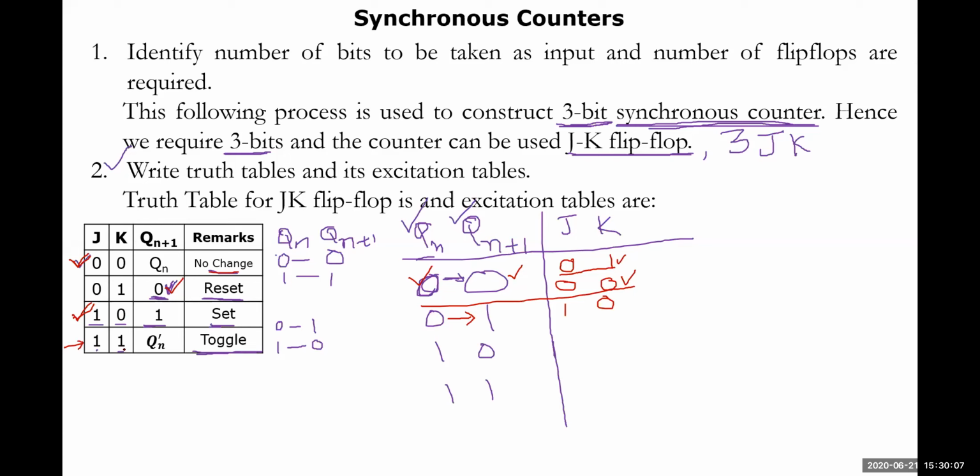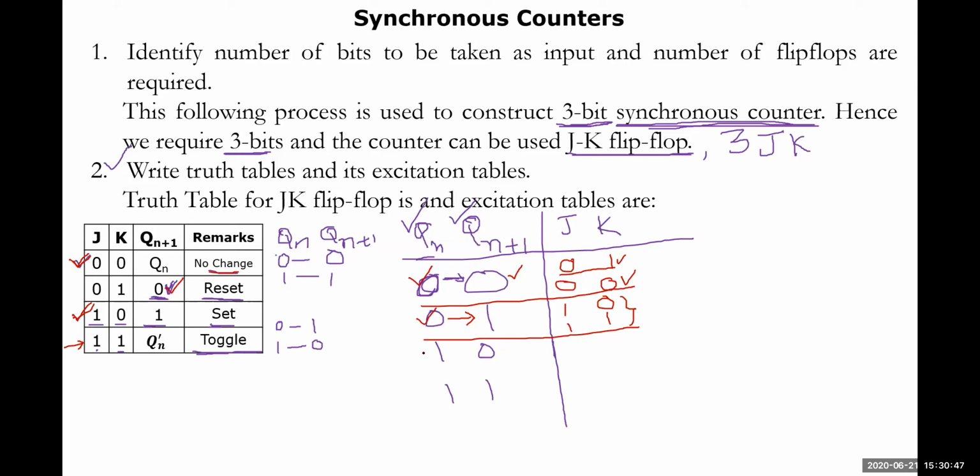If both are equal to 1, whatever the present state you have, that will be complemented. Because of this reason, you could have these two states where you get the next state as 1 when the present state is 0. If you send 1, 0, you could get it, or if you send 1, 1, you could get it.